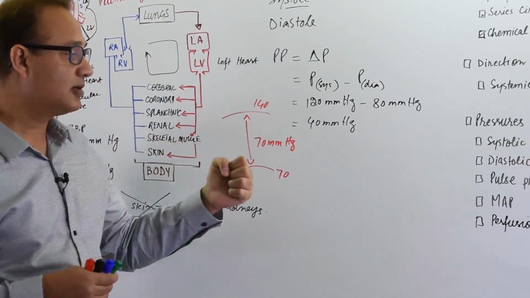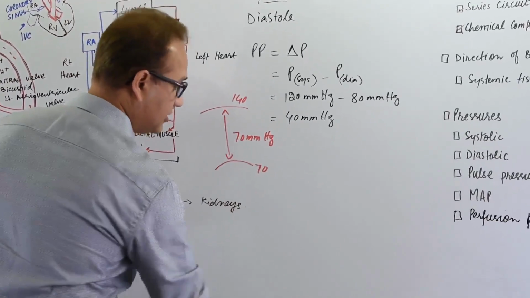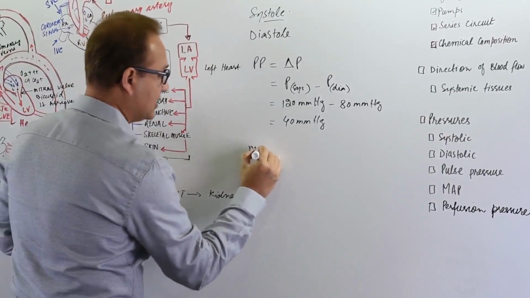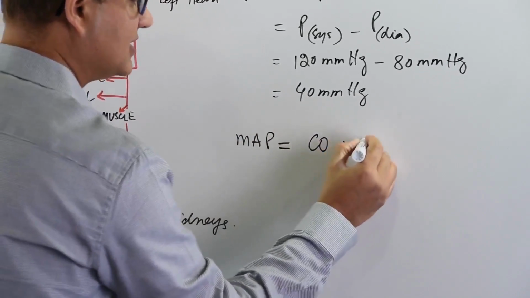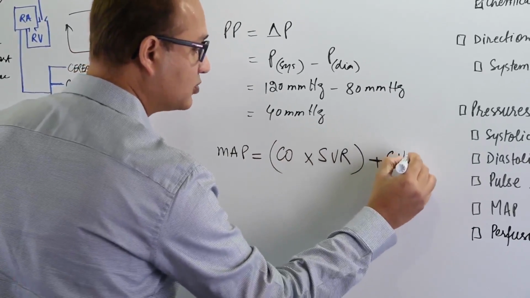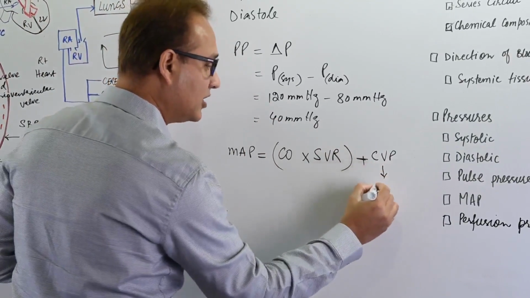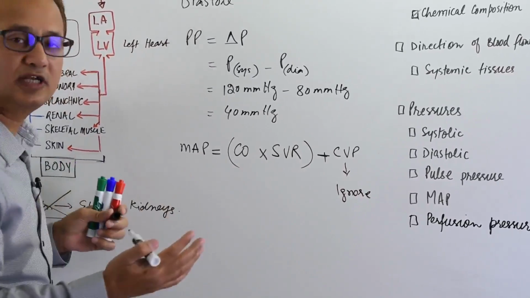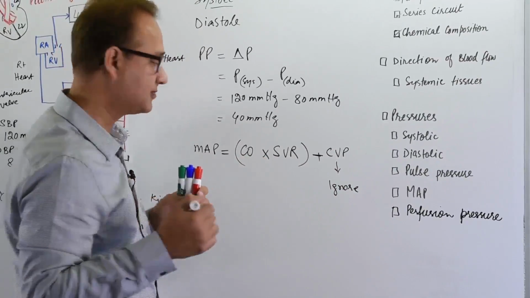All right, let's talk about the mean arterial pressure, or MAP. The formula is cardiac output multiplied by systemic vascular resistance plus central venous pressure. Now central venous pressure is usually negligible, so we can ignore it. That means mean arterial pressure mostly depends upon the cardiac output and the systemic vascular resistance.